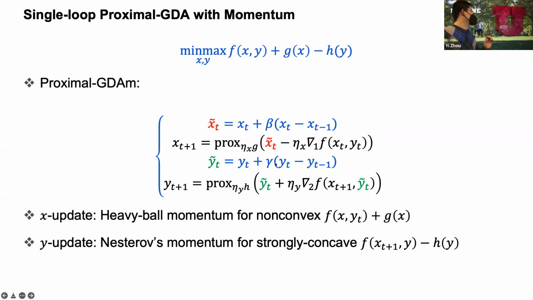This is because in the x step, we are minimizing this non-convex function f(x) plus g(x). Therefore, we want to apply the heavy ball momentum, which is designed for non-convex functions. And in the y step, because it is a strongly concave function, we want to apply the popular Nesterov's momentum. And this is the difference.